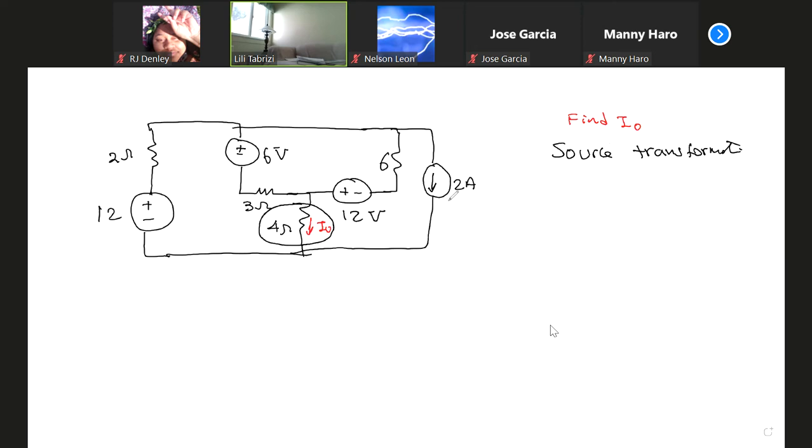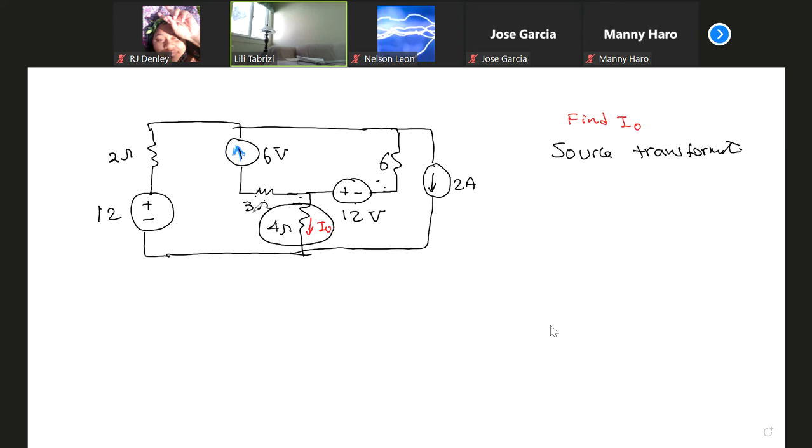The rest of them, I can't do anything about the 2 amp here. But notice I have a voltage source in series, voltage source in series. I'm going to redraw the circuit for nodal and mesh, but for this one, I want to make a change right on my circuit. I'm going to change it to a current source, and I'll use a different color so you can see the change.